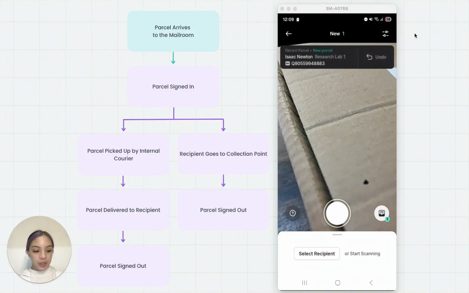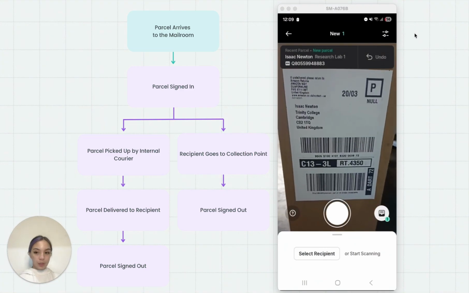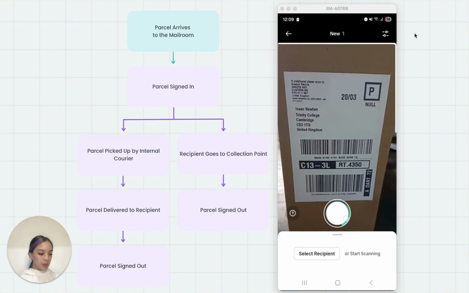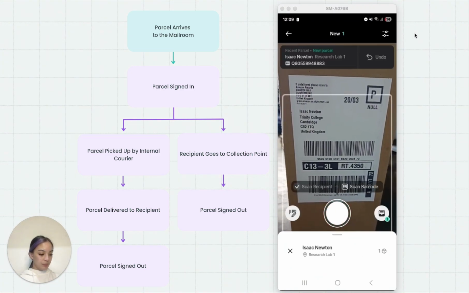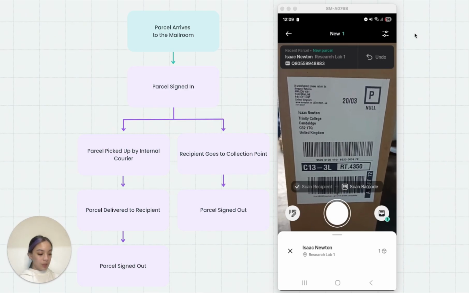This adds the parcel to your cart, and you can scan multiple parcels in a row. Here's my second parcel label. Again, we'll press and hold the button to pick up the name and the barcode. If for any reason the app fails to do both, it'll pick up the name first and then prompt you to scan the barcode.